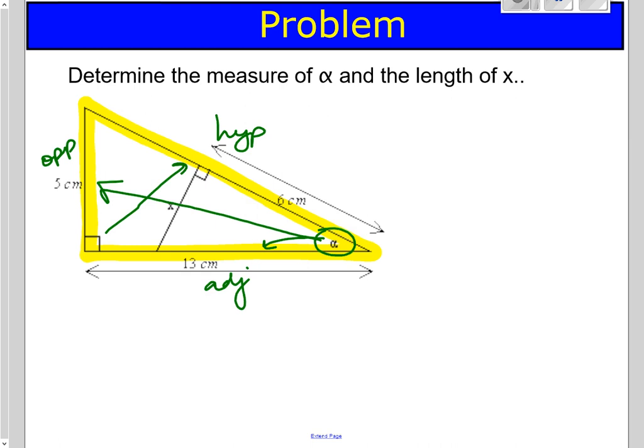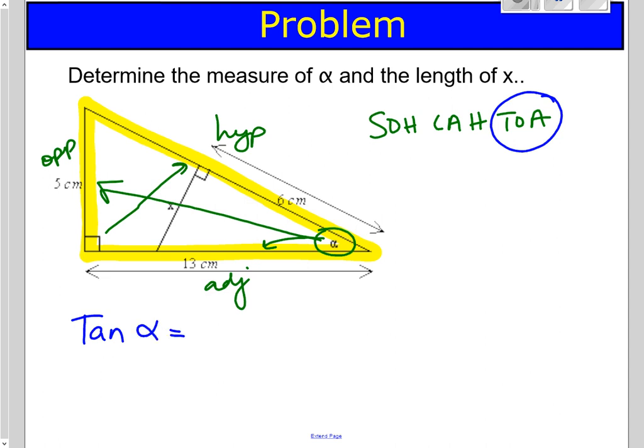So since I have my opposite side and I have my adjacent side, I'm going to look at SOH CAH TOA again because this is a right triangle. Opposite side and adjacent side, that's going to be our tan. So I'm going to say tan alpha equals my opposite side, which is 5, over my adjacent side, which is 13.